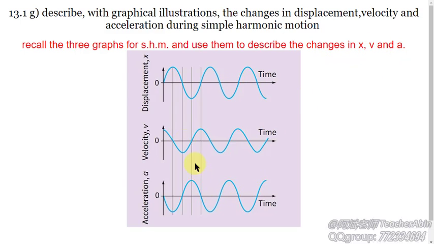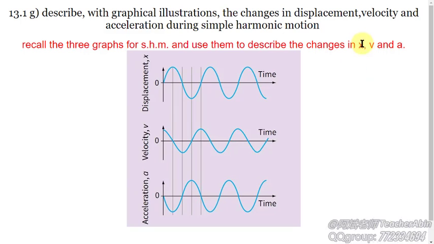And now with these graphs, it becomes so easy and convenient to describe the changes in x, v, and a. For example, during the first quarter of a period, x is increasing from 0 to its maximum, and v is decreasing from its maximum to 0. Now, can you tell me how a is changing during this time interval? It seems that a is decreasing, as the line in this section is downward.